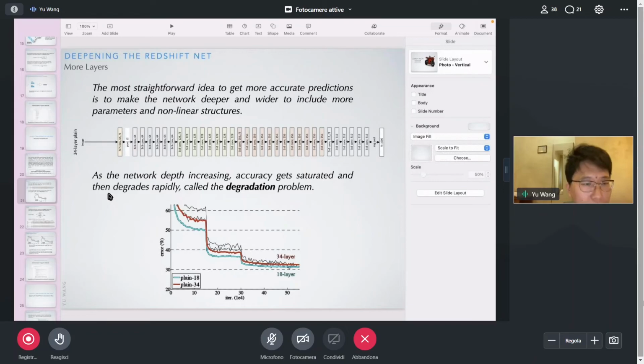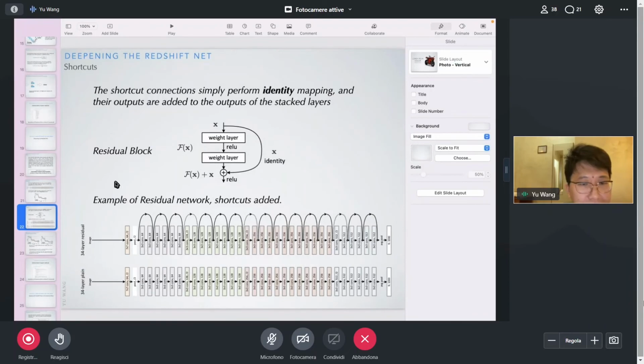When you have more parameters, it's hard to train, and there are many reasons we can discuss later why it happens. This paper solves this problem in a very simple way, usually just one line of code, a shortcut connection, which simply performs identity mapping. Their outputs are added to the outputs of the stacked layers. Before, we had a lot of layers. Now we have a shortcut. We directly move the result from here and go back to here.